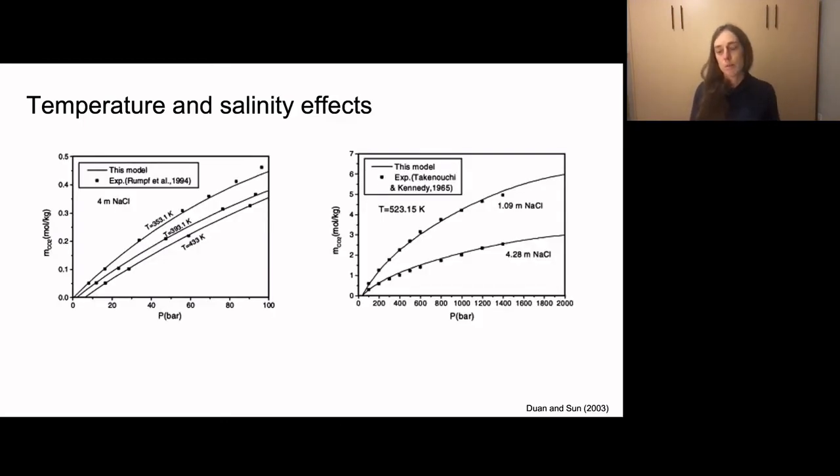These temperature and salinity effects are summed up nicely in these figures. We have pressure on the x-axis, and on the y-axis, this is the important part here, this is our molar concentration of CO2. Each of these lines in this figure on the left here is the different temperature of the water. This is increasing temperature as we move across these lines, and we can see as we increase our temperature, we're decreasing our concentration of CO2 in the water.